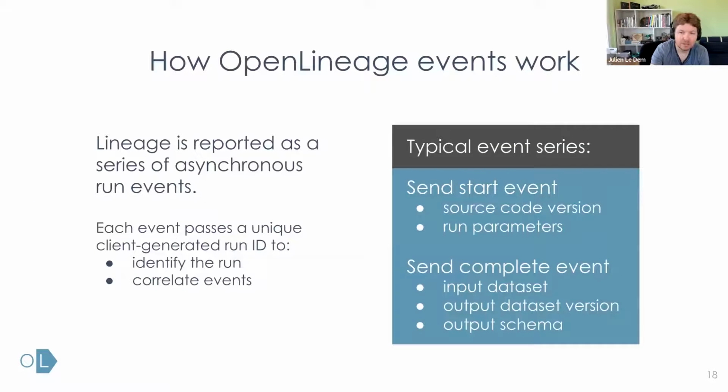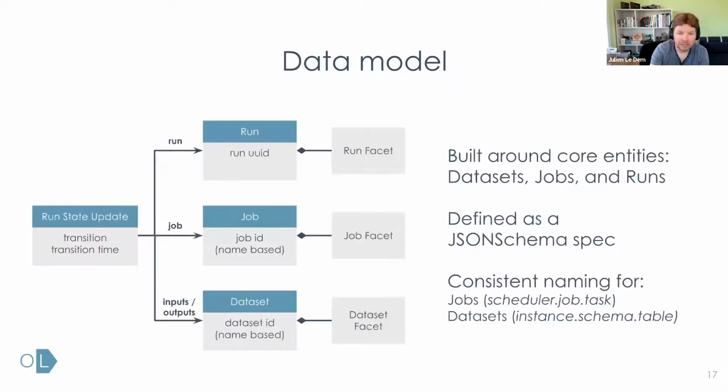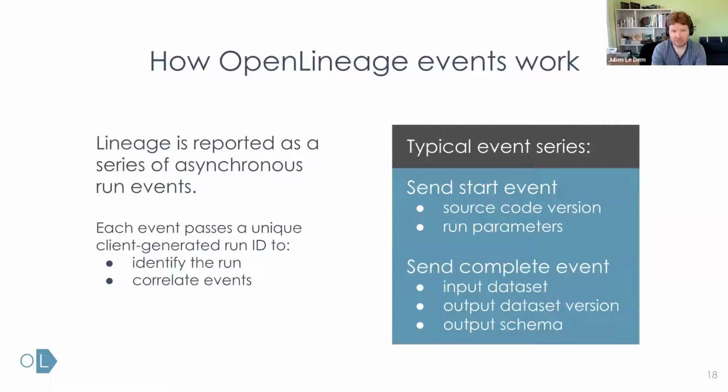And sorry, I have my example. Yeah. So, and I'll get back to this in the next slide. So lineage is reported as a series of asynchronous run events.